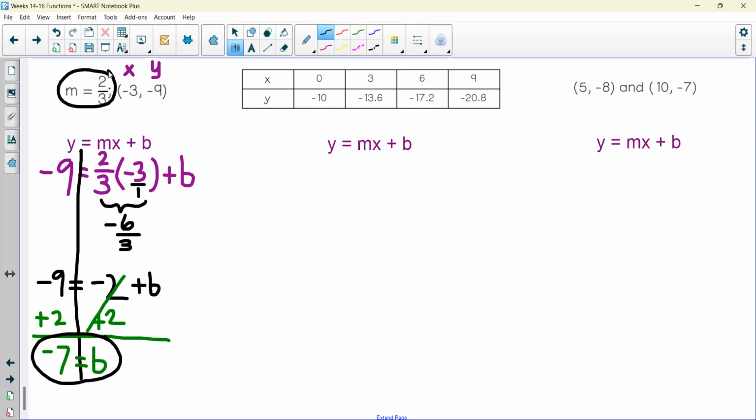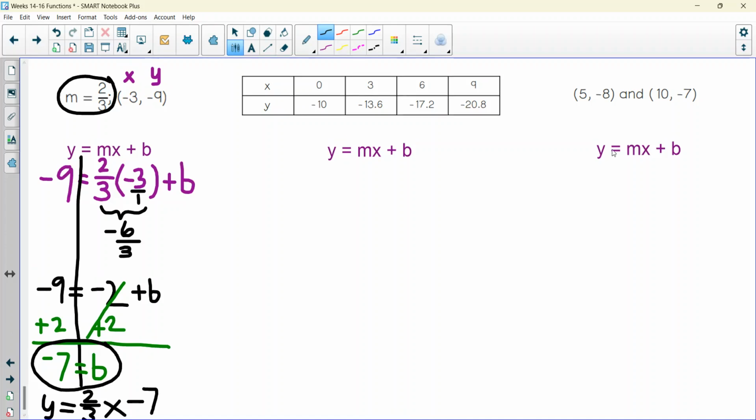My m is 2/3, and so I can write this equation. It's still in the form y equals mx plus or minus b, depending on the sign of that number. It's a negative 7, so I'm going to write minus 7. And that's the equation of the linear function that has a slope of 2/3 and goes through the point negative 3, negative 9.